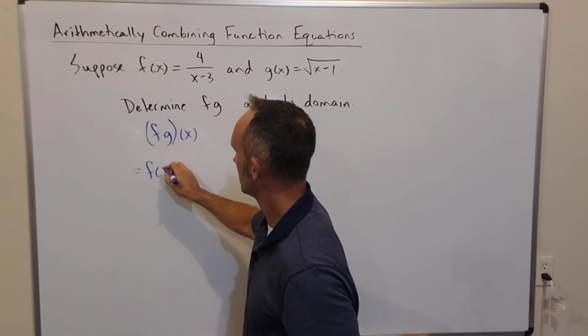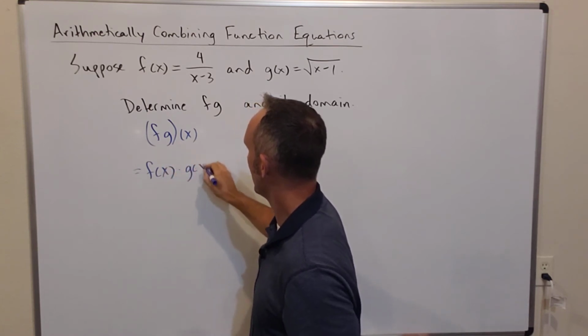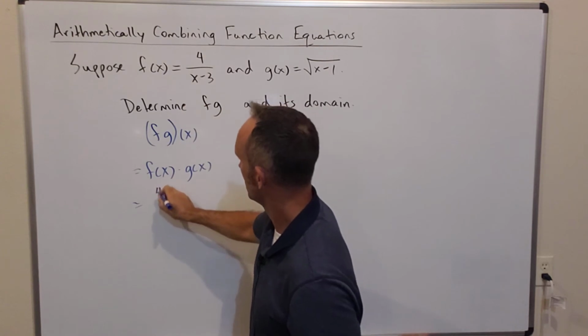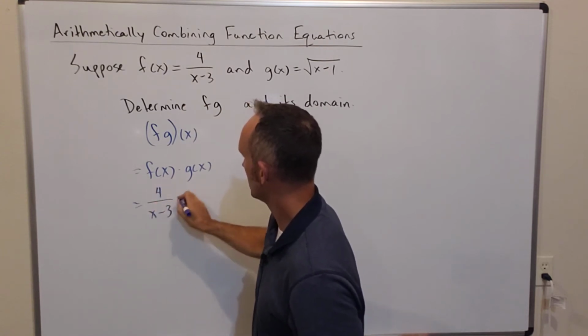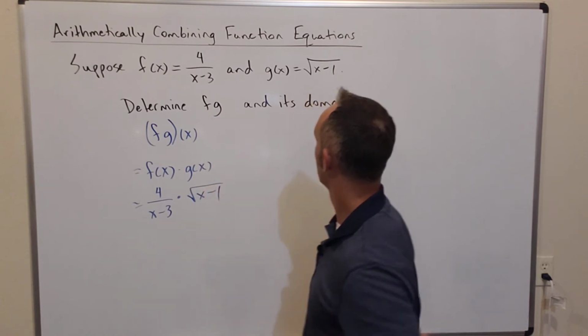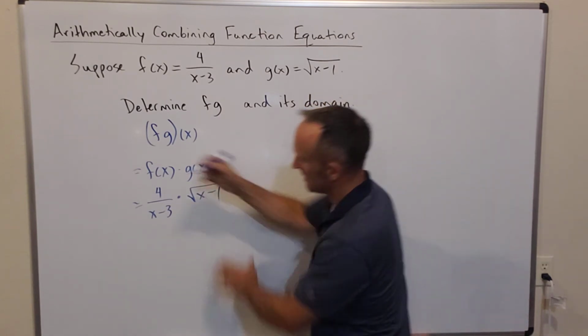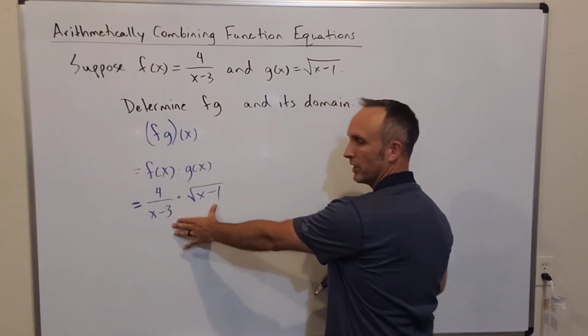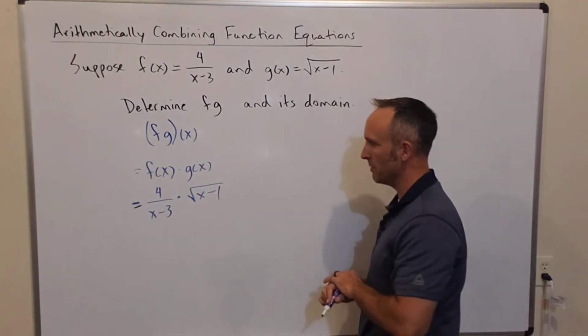which is the same thing as f of x times g of x, which is the f fraction times the g square root. And this is the step before we simplify. So that's where we're going to come back and find our domain. We'll do that in a minute.